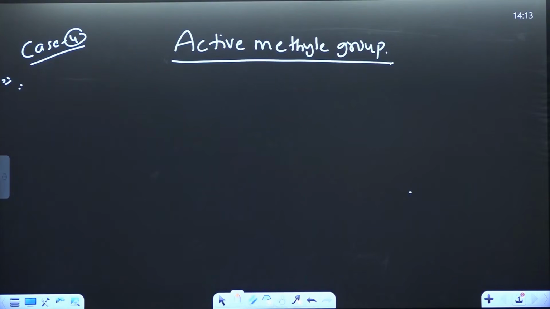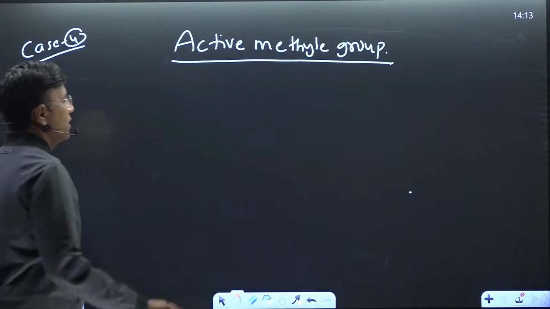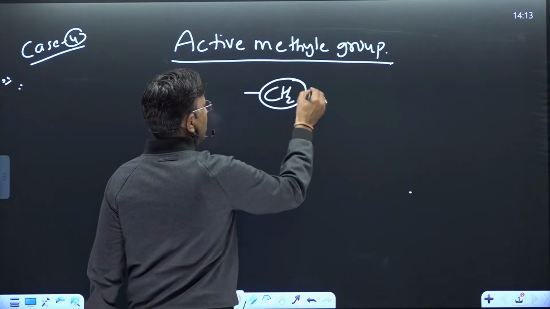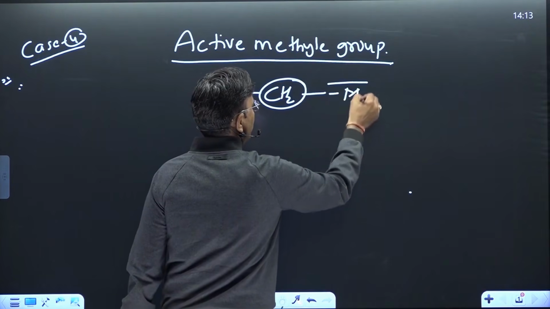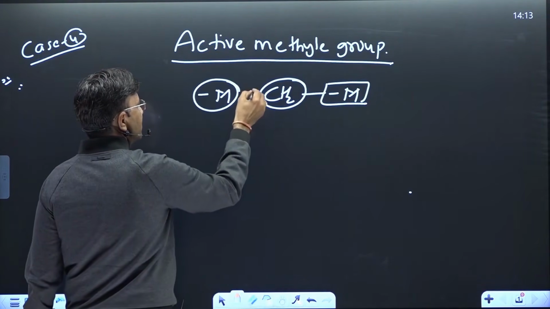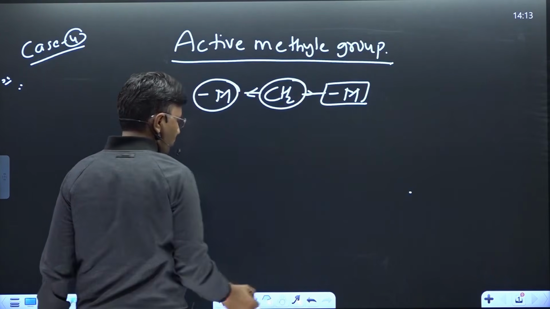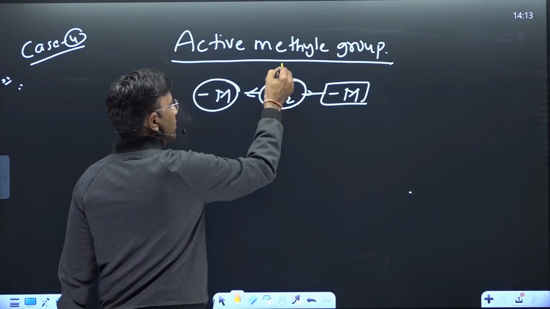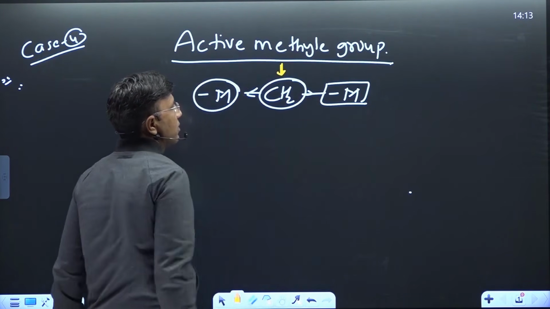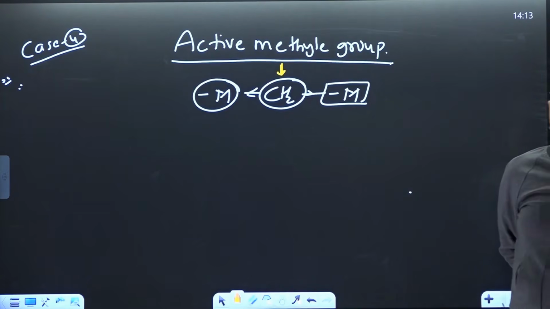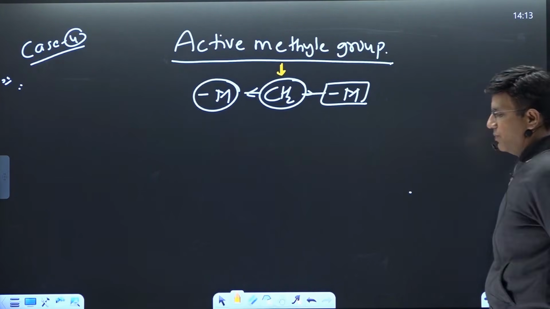Put the heading, write active methylene group. What is an active methylene group? CH2 in between 2 minus M groups. If there is a CH2 specifically between 2 minus M groups, we call it an active methylene. Write this down: active methylene group means CH2 in between 2 minus M groups.